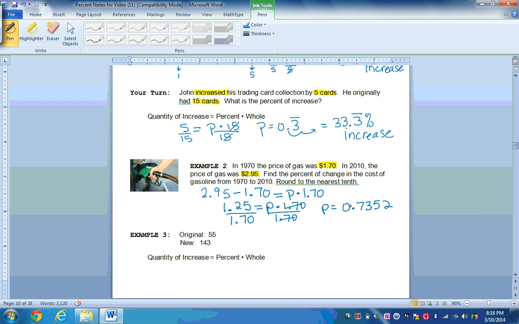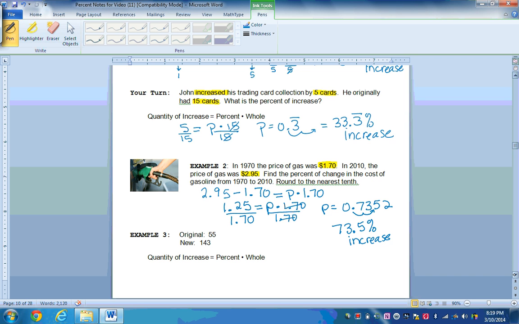0.7352. And we need to change this into a percent, multiply by 100. So we have 73. And this 5 right here, is it going to stay a 5 or go up to a 6? Well, the 2 tells us that it will stay a 5. So 73.5% increase.